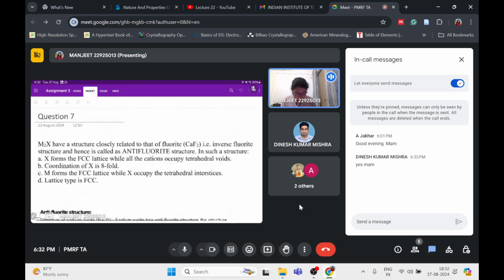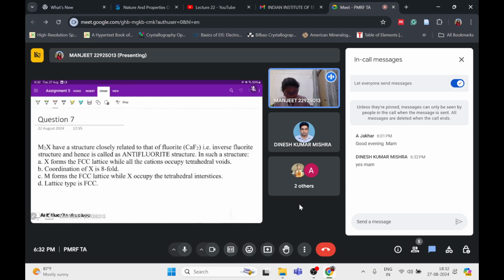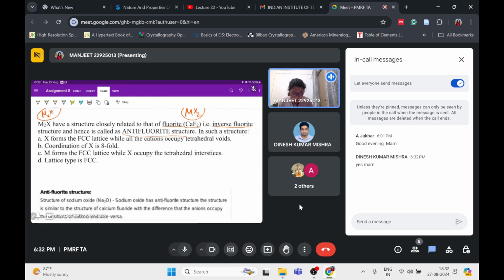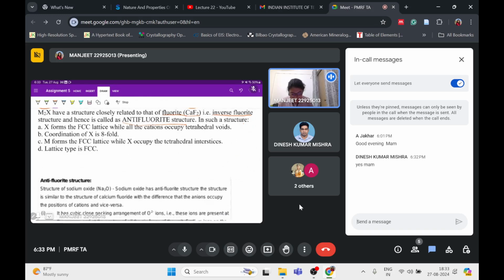In question number 7, it is asked about M2X having a structure closely related to the fluorite one, that is CaF2, the inverse fluorite, because fluorite has the structure MX2, so the inverse has M2X structure, hence it is called the anti-fluorite structure. Yes, true. Now in such a structure, in the A part, X forms the FCC lattice, while all the cations occupy the tetrahedral voids. The coordination number of X is eightfold. In the C part, M forms the FCC lattice, while X occupies the tetrahedral interstices, and in D the lattice type is FCC.